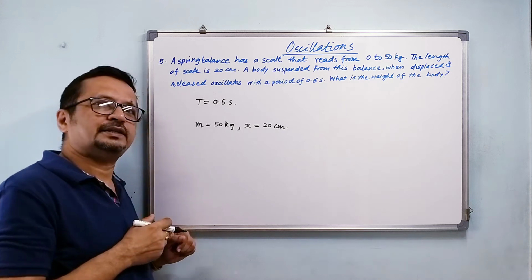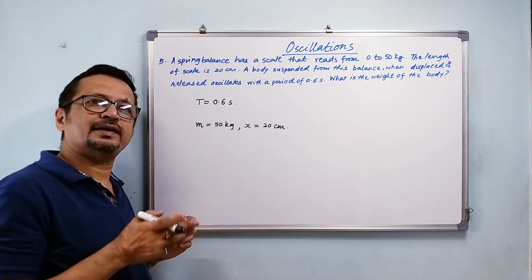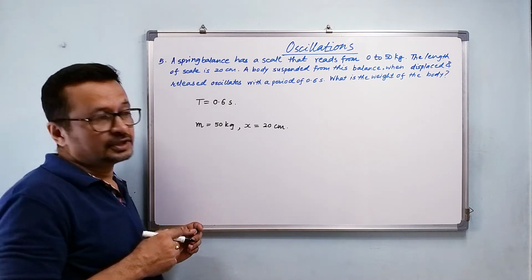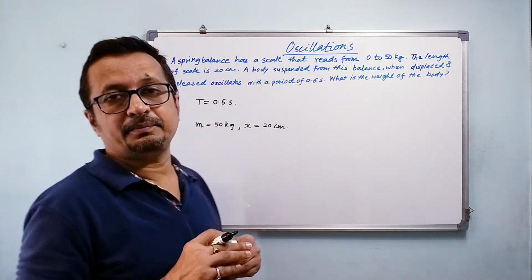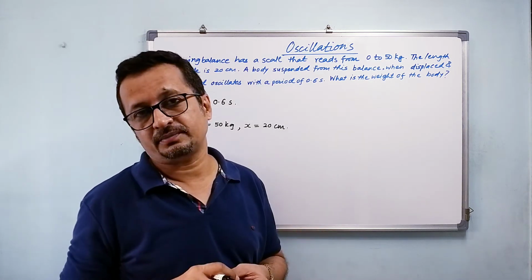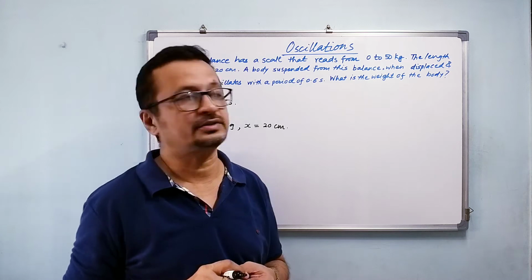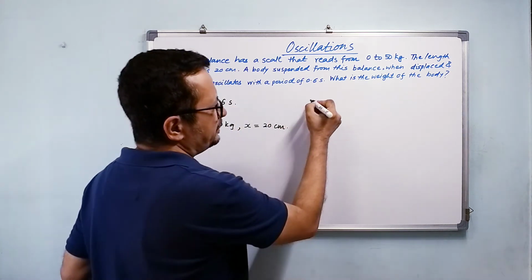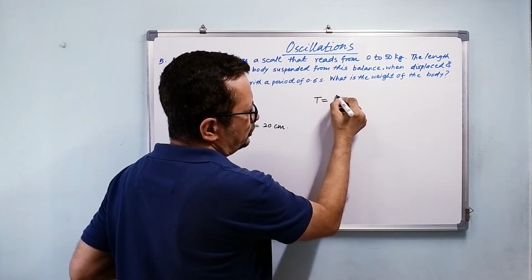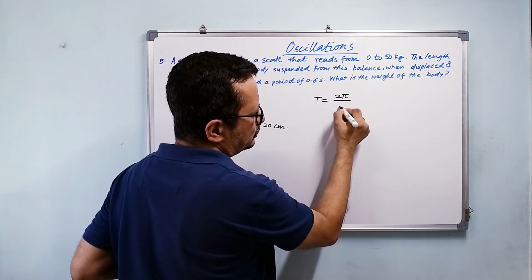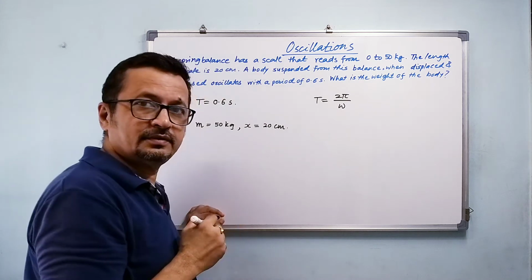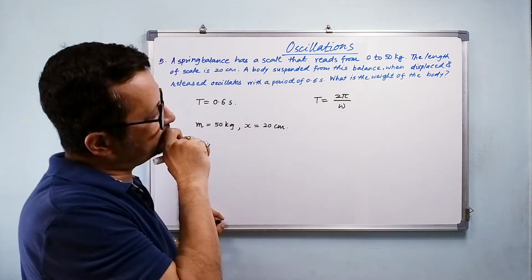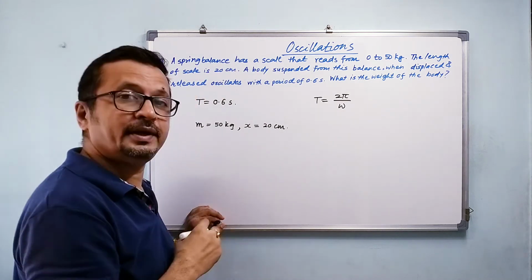So what is the use of that? The use of that is you can get the spring constant. Okay, now what about the time period? Time period of SHM, or time period of oscillations, is 0.6 seconds. But then my T is 2 pi upon omega, right? So what about omega here?